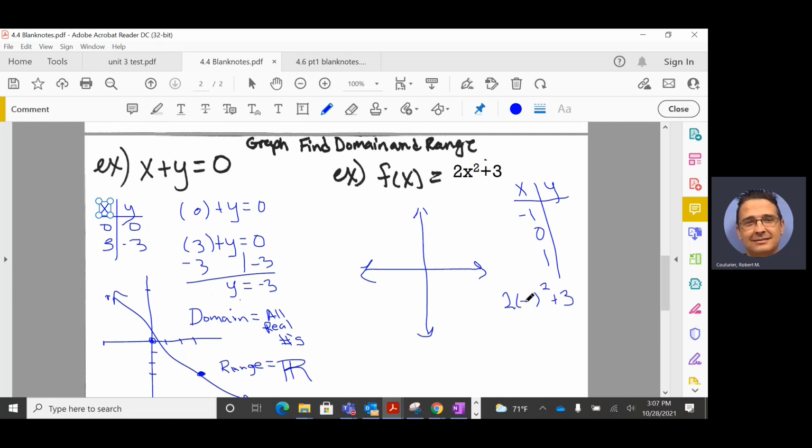I'm plugging in a -1. So -1 squared, because order of operations tells us to take care of this first. -1 squared. -1 times -1 is a positive 1. And 1 times 2 is 2. 2 plus 3 is 5. Great.